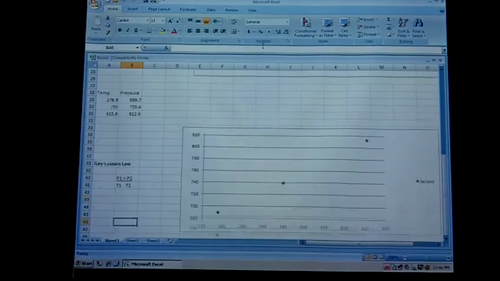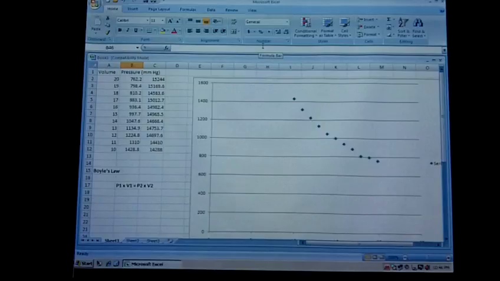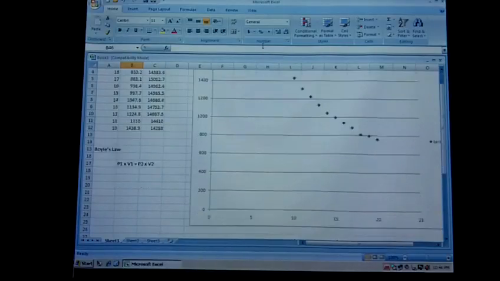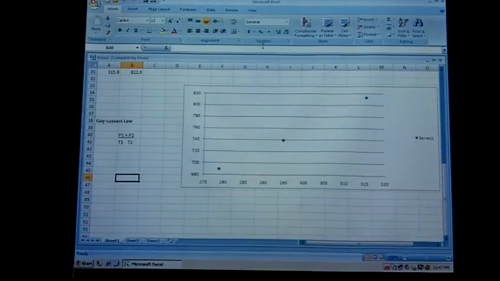Boyle's law, which we see is an inverse relationship between pressure and volume, and Gay-Lussac's law is the direct relationship between pressure and temperature.